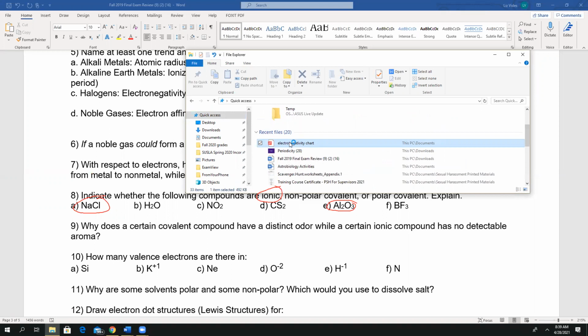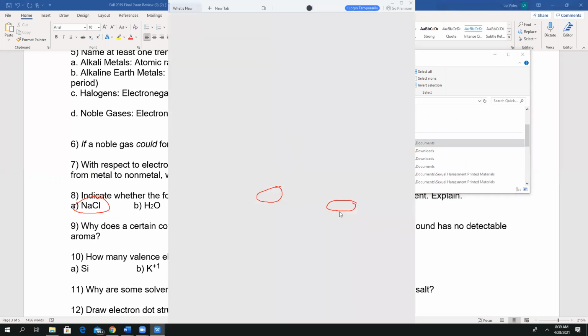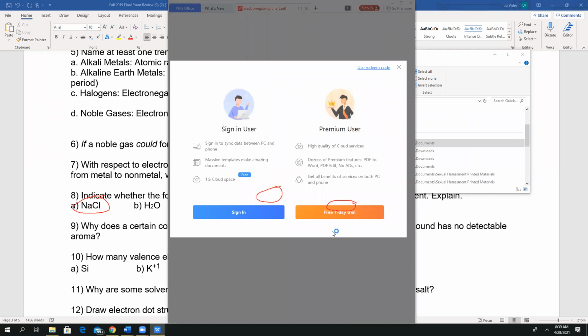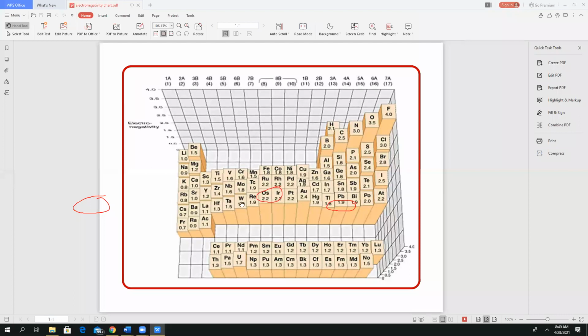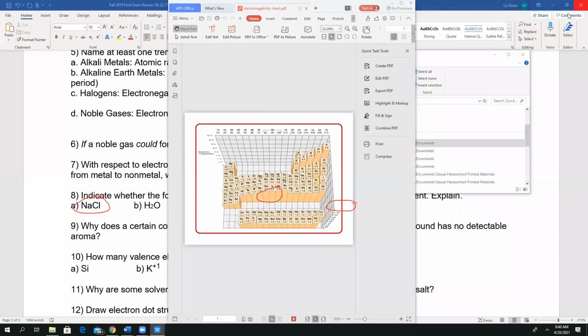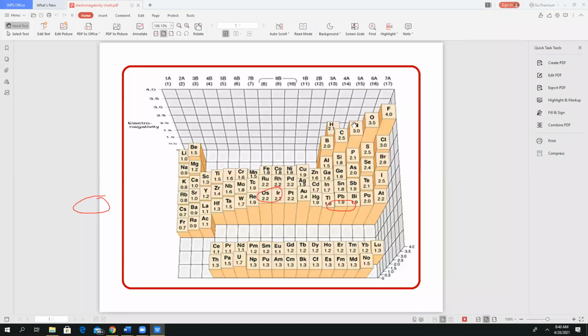So we're going to just bring it up, and that way we can be switching between them because we need it. All right. So we're going to be, like I said, switching between them. You see how you've got all these numbers on here? Well, we need those numbers. So we're going to minimize it. And we're going to be looking for the numbers. For hydrogen, for example, it is 2.1 and oxygen is 3.5.